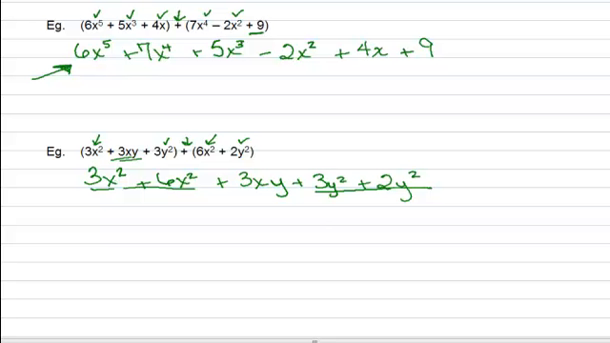So when I have like terms, I know that all I have to do is add the coefficients. Add the coefficients and keep the variable. 3xy, no other terms that look like that. But here I've got some y squared, so I just, again, add the coefficients, keep the variable, and I can see that there's nothing else that I need to do here. So this is a done deal.